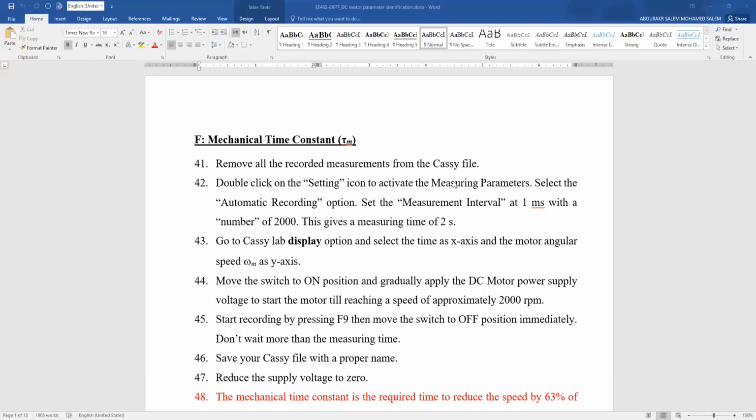Simply remove all recorded measurements from the CASI file again, double click on the setting icon to activate the measuring parameters, and select the automatic recording. So we will make it automatic recording in this part. We will not press F9 many times for each reading. It will be automatic. And then set the measurement interval at 1 millisecond with a number of 2,000 readings. So it's expected to have an interval of 2 seconds.